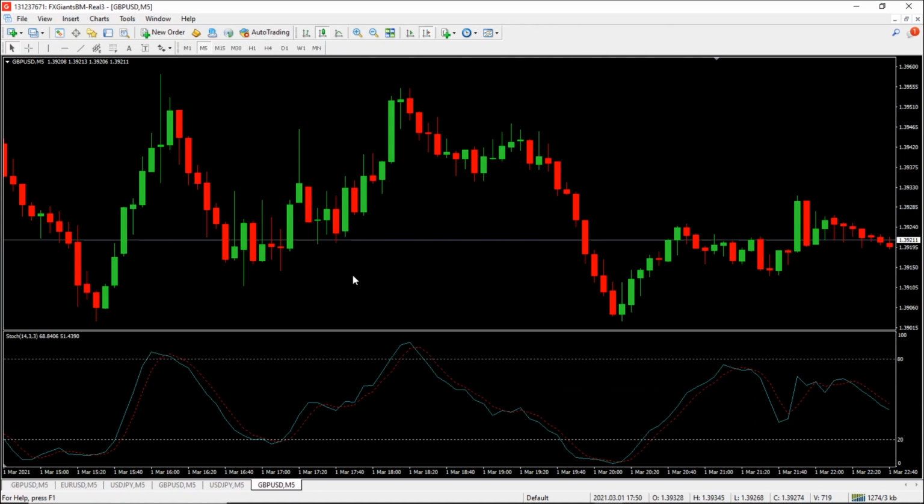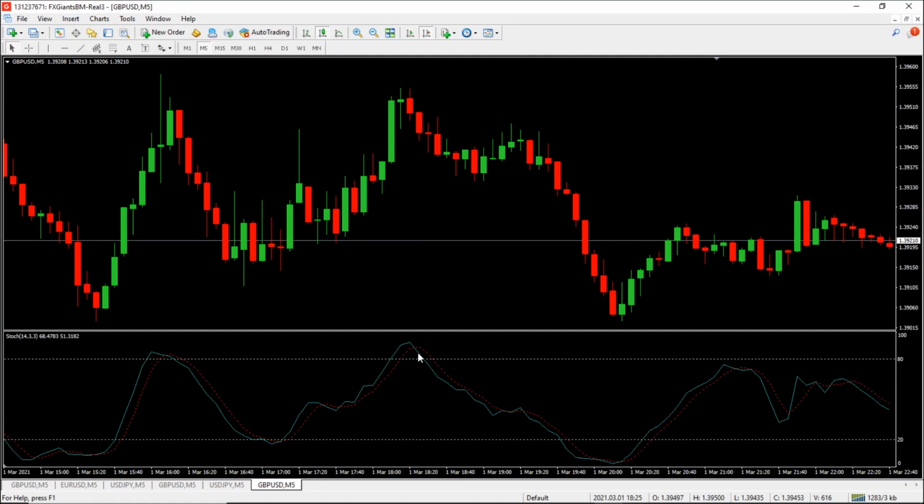There are three ways of trading the signals generated by the stochastic oscillator. The first is when the market crosses over the 80 or the 20 line. When it goes above the 80 line, it is considered overbought, and once it comes below the 20 line, it is considered oversold.